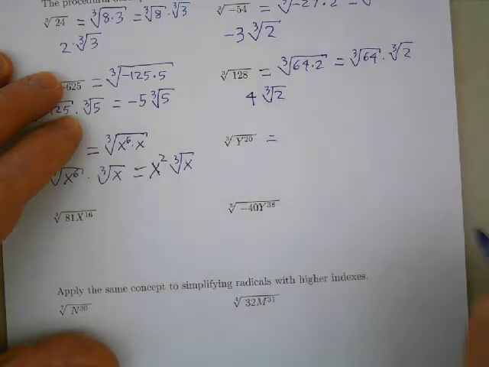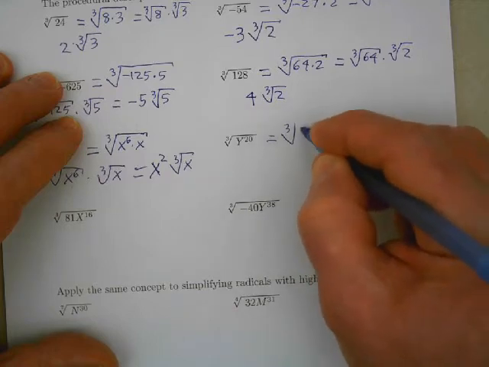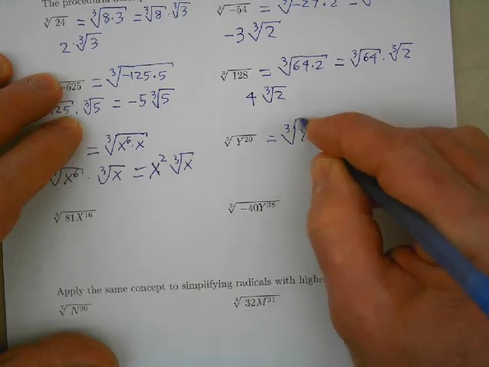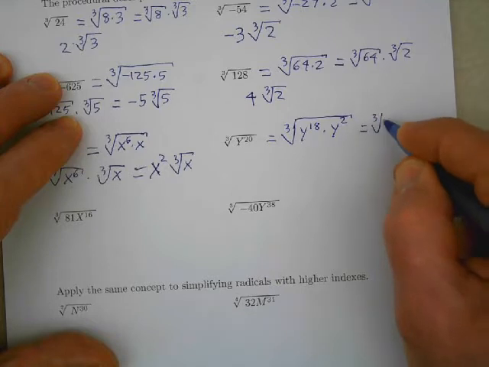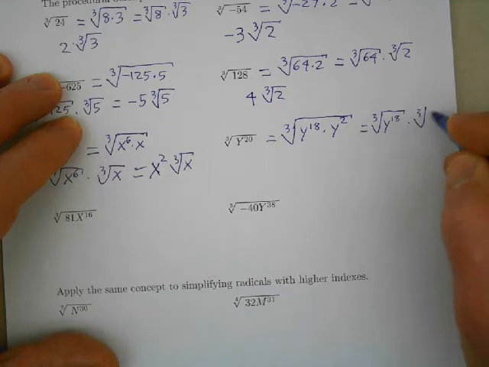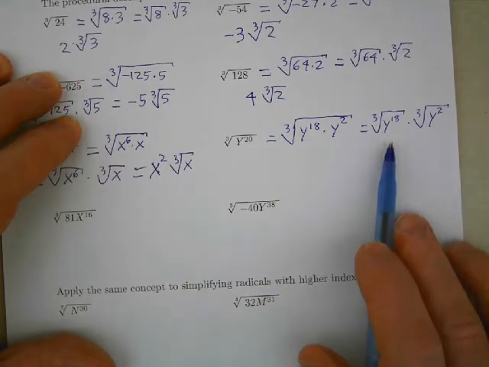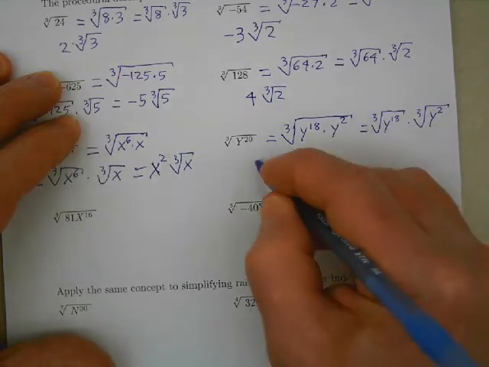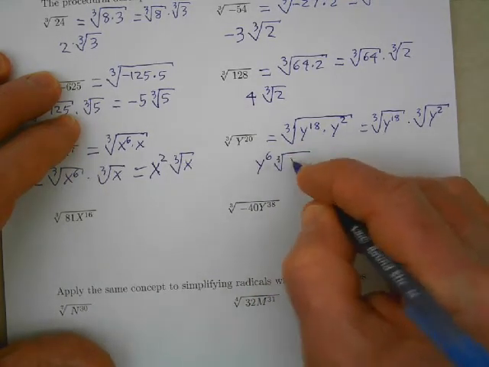So using the product property of radicals again, we'll rewrite this as the cubed root of y to the 18th times y to the 2nd. And then this is the cubed root of y to the 18th times the cubed root of y to the 2nd. And the cubed root of y to the 18th is y to the 6th, because 18 divided by 3 is 6. So y to the 6th multiplied by the cube root of y to the 2nd.